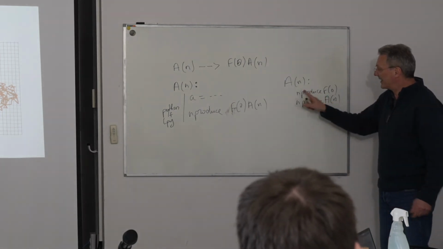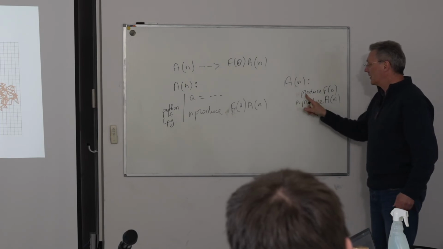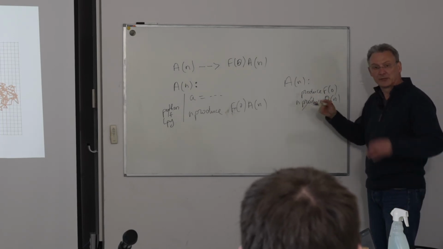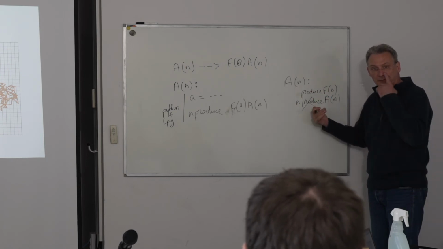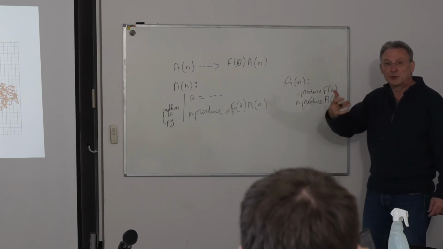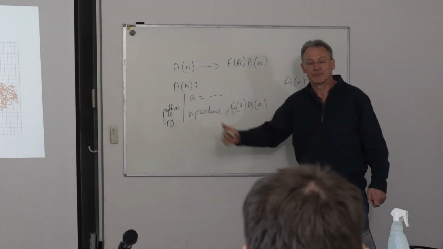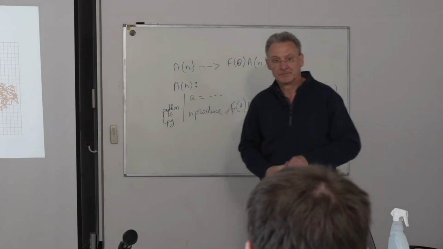If I had used produce instead, I would never get to this instruction because this will return before I get to this instruction. So nProduce is when you want to construct your output step by step. Okay.